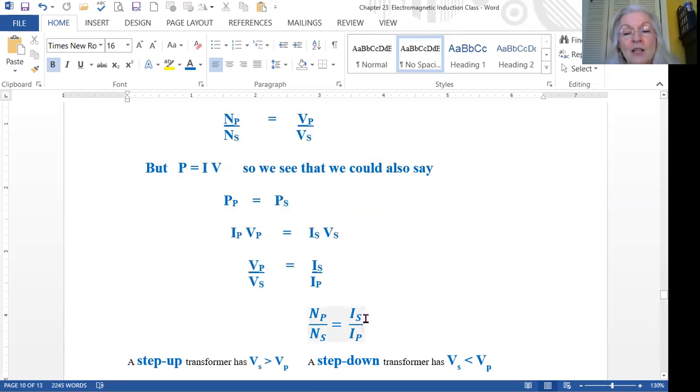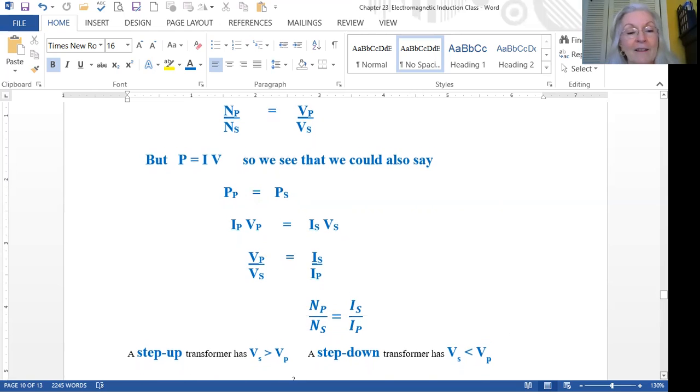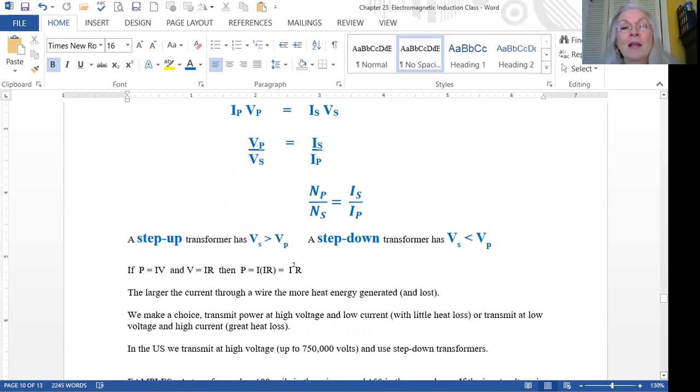So you can notice that it looks a little different from the voltage version. In the voltage version, primary and primary were on top, secondary on the bottom. In the current version, if you have primary on top for the number of coils, primary will be on the bottom for the current. I don't care how you keep it straight, you just need to be able to do that. All right, so step up and step down.